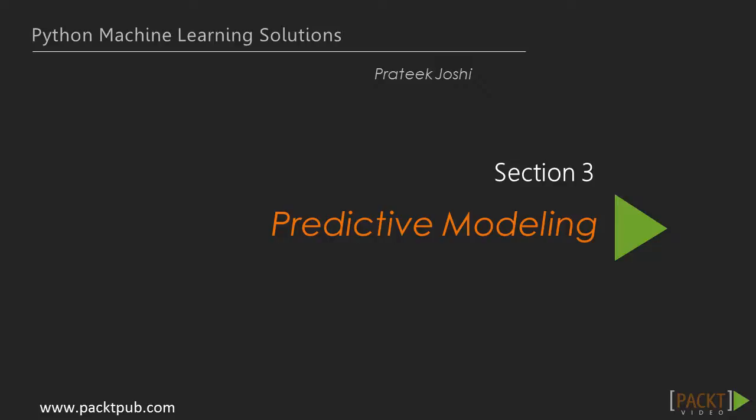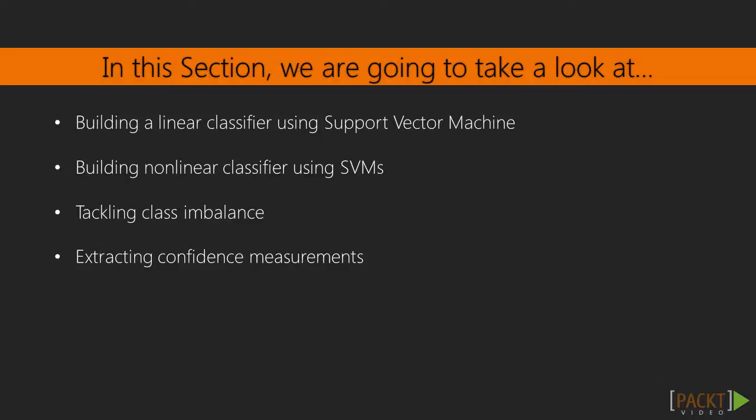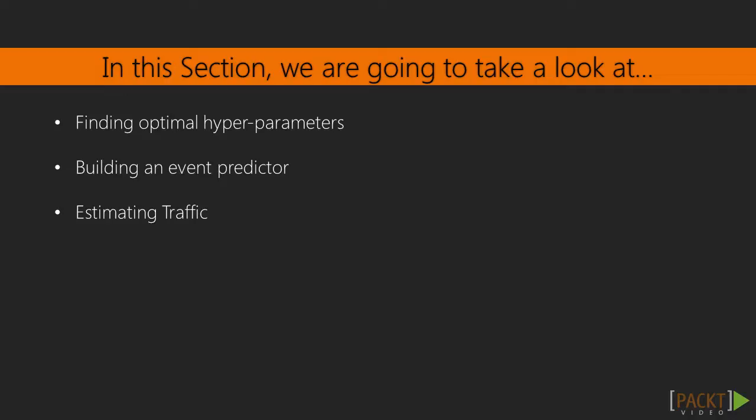In the previous section we looked at constructing a classifier. In this section we'll discuss predictive modelling techniques using support vector machines. We will learn how to apply these techniques to predict events occurring in buildings and traffic on the roads near sports stadiums.